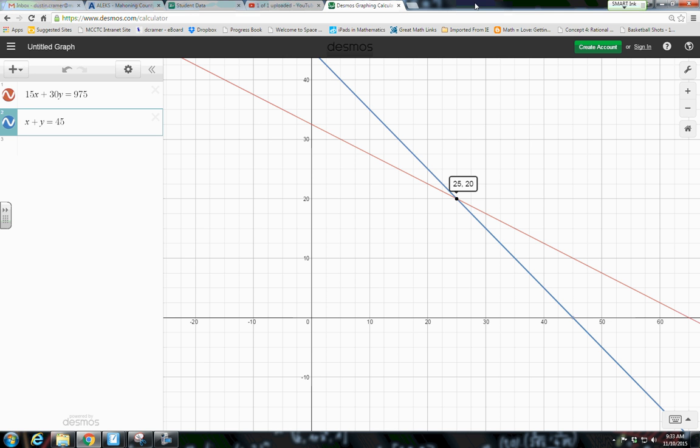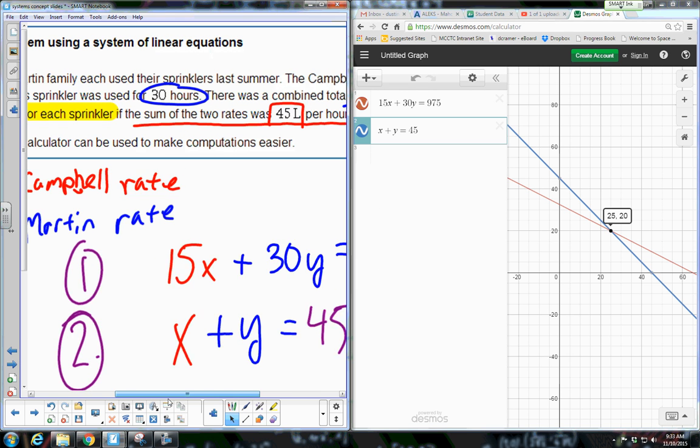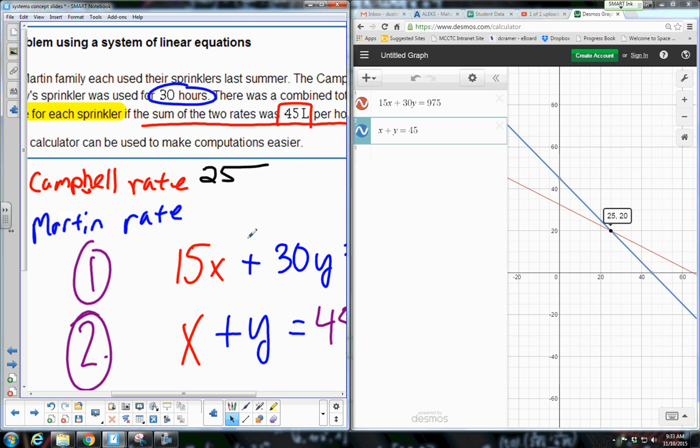So what I'm going to do is take that 25 and 20, and that's going to be my x and y. So if I'm looking at my problem, the x value would be the Campbell rate, at 25. And then the Martin's rate, which is my y value, that's what I chose to be, is just going to be 20. Okay, so there you go. And you're done. That's all you had to do.